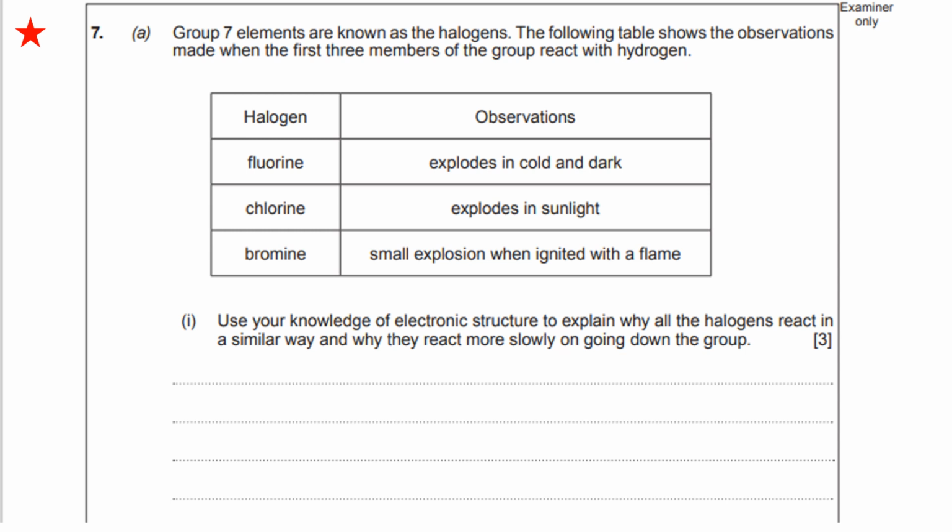Group 7 elements are known as the halogens. The following table shows the observations made when the first 3 members of the group react with hydrogen. Use your knowledge of electronic structure to explain why all the halogens react in a similar way and why they react more slowly going down the group. This is because they all have 7 outer electrons, so all need to gain 1. Reactivity decreases down the group because the outer shell becomes further from the nucleus and therefore becomes more difficult to attract an electron.